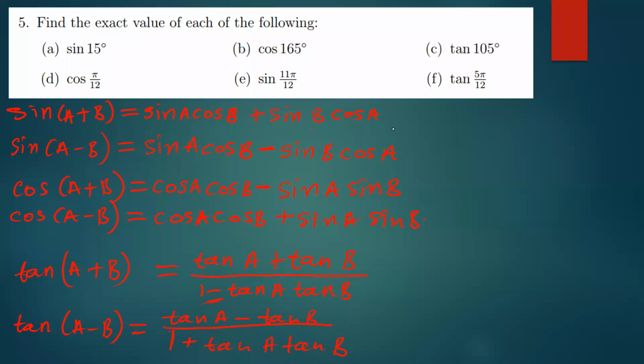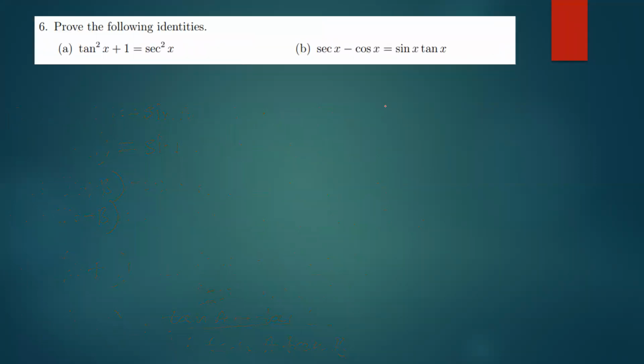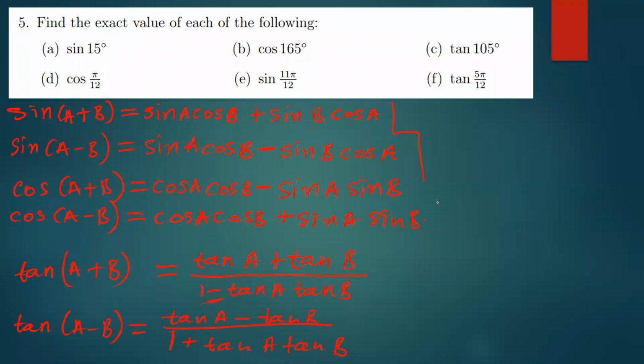Okay. So these are the compound angle formulas. These are the formulas that we're going to use to find the exact values for these trig ratios. Okay, so let's quickly begin. So the first one is sine 15 degrees.